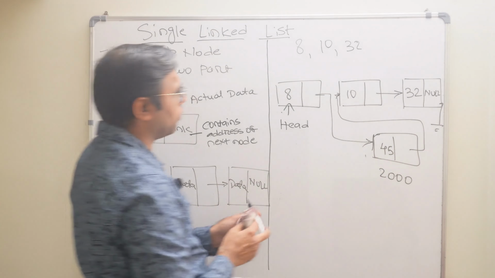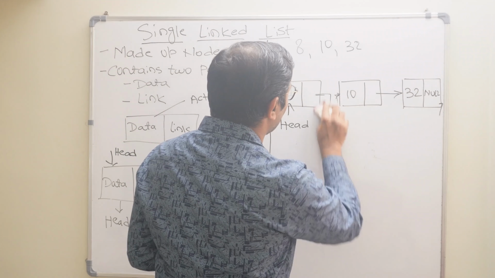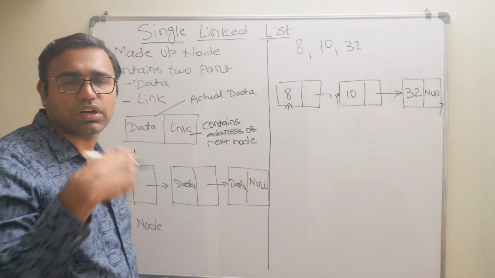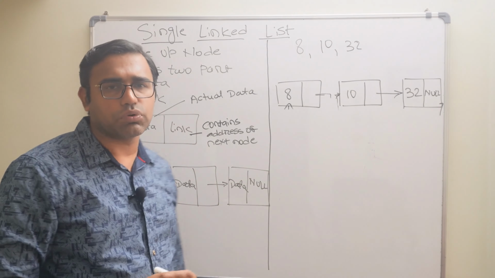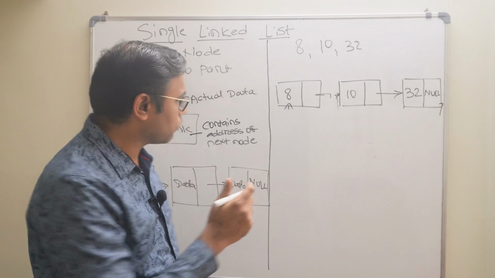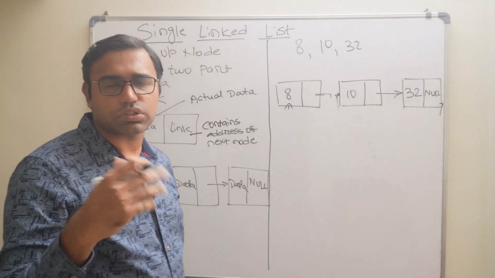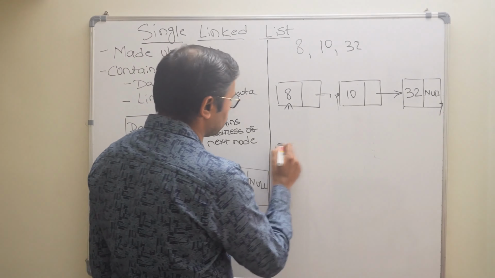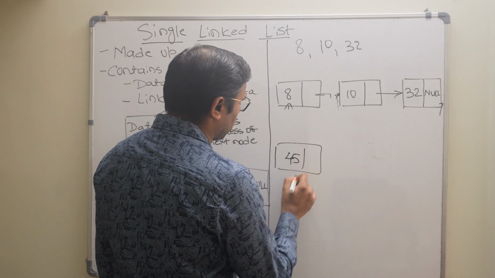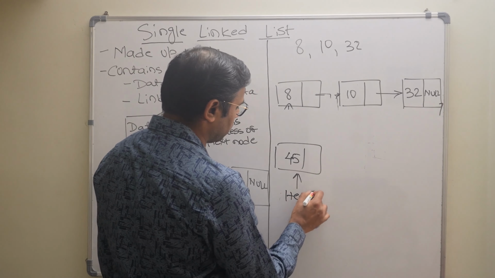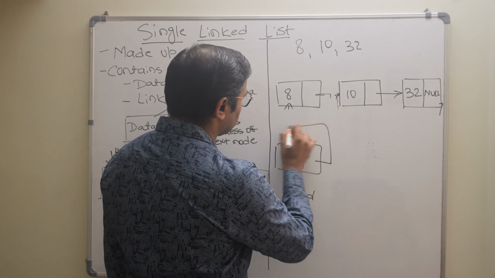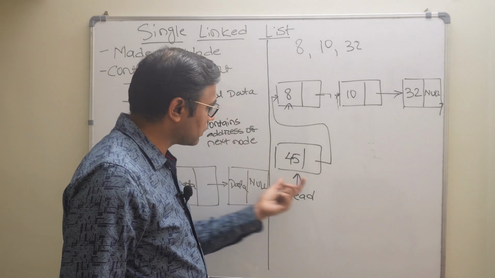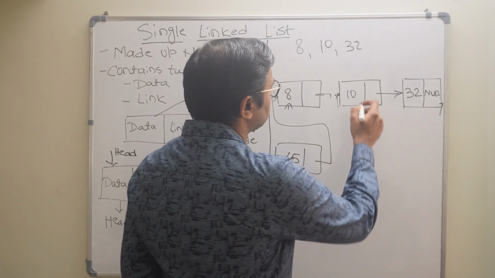Now suppose I want to insert at the beginning. We will create one pointer that is called head. Head is nothing but a pointer which is pointing to the initial node. So how do we come to know which is the initial node in the linked list? We create one pointer called head, and head will contain the address of the first node. Suppose I want to insert 45 at the beginning. I will point the head pointer here, and the link part of this node will point to the old first node. So this is how this becomes the initial node.